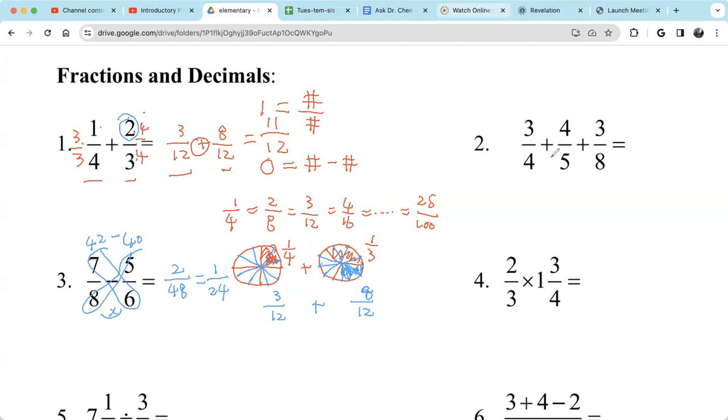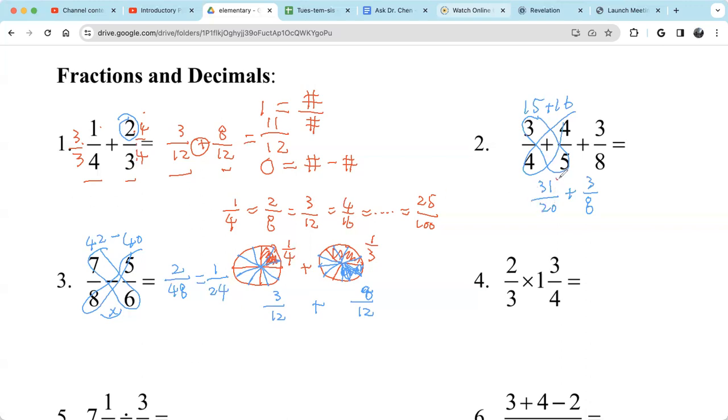Now let's move to number 2. We are adding 3 fractions. Well, let's just add 2 first. Multiply these two, I get 15. Multiply these two, I get 16. My operation is addition. So 15 plus 16, I get 31. 4 times 5, get 20. Then I add the second one. Let me change my color to be red.